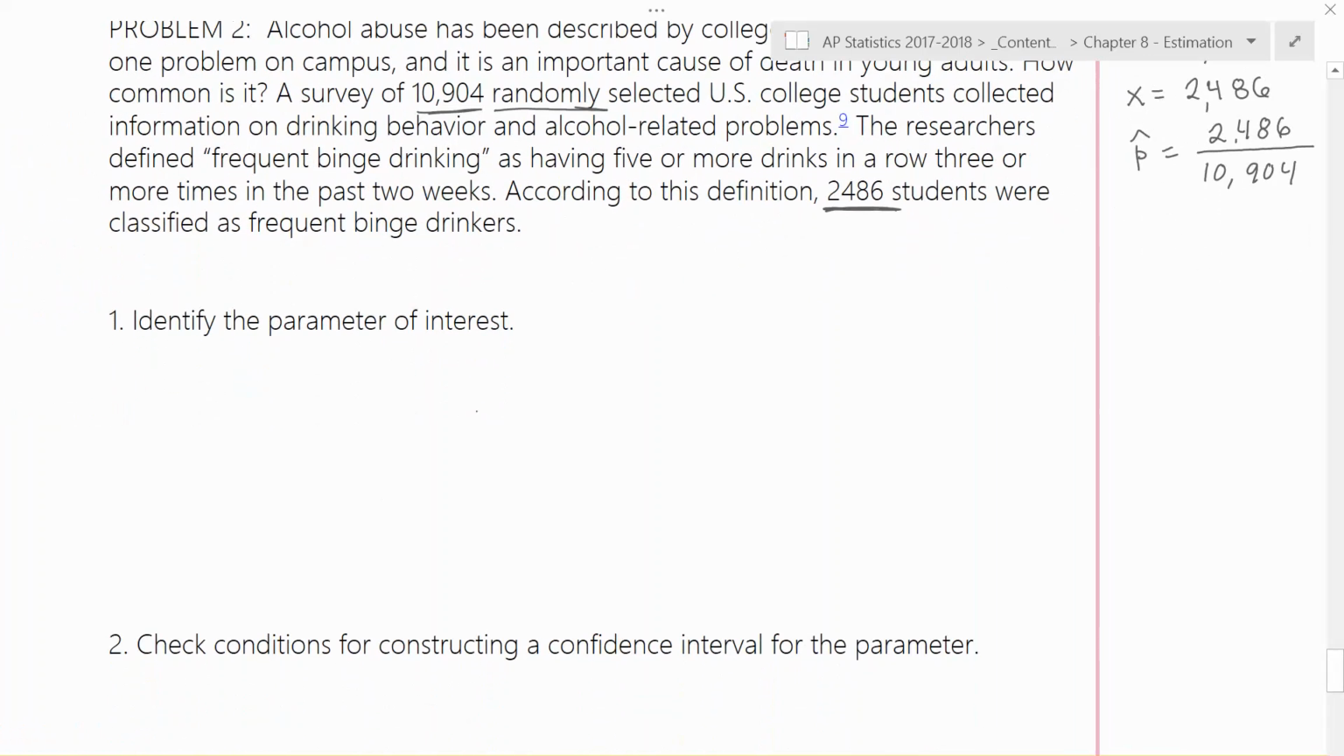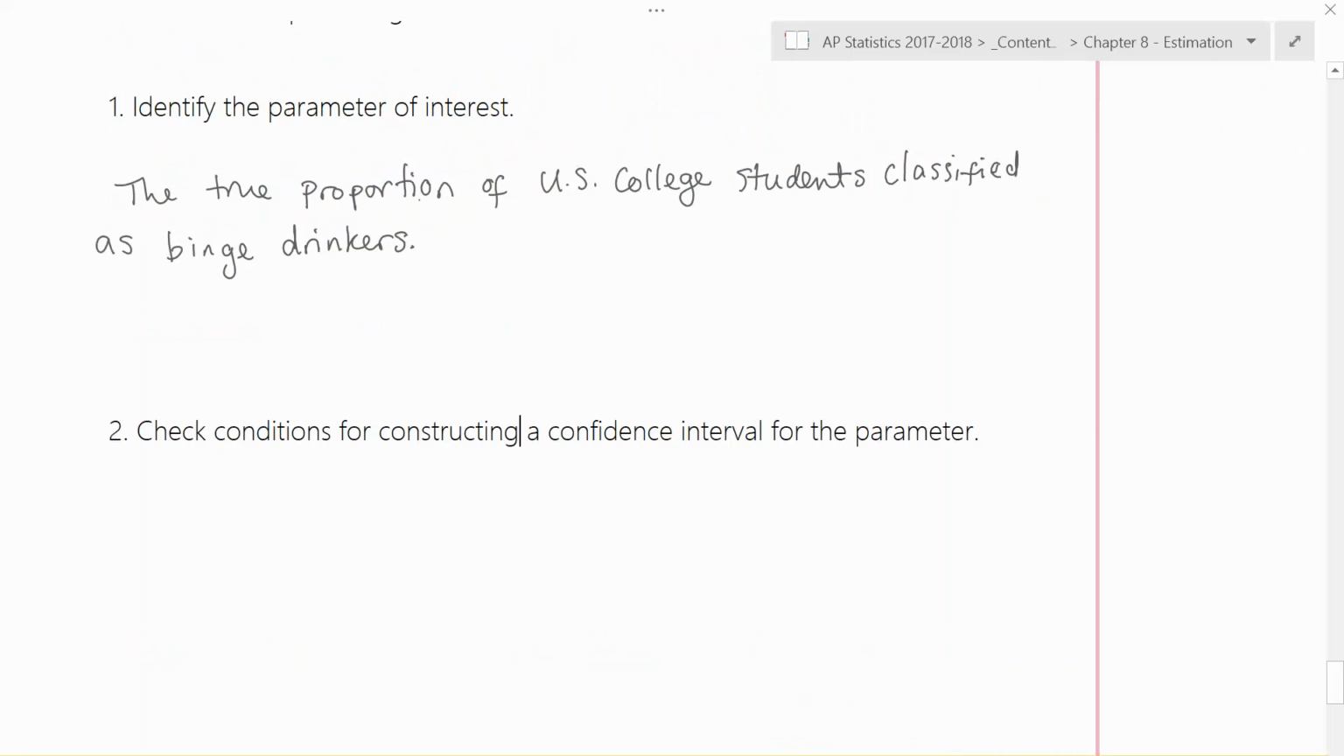So part 1 asks us to identify the parameter of interest, the thing we're trying to estimate, and we want to be pretty specific with this, so I'll just write it out. We'd identify the parameter of interest as the true proportion of U.S. college students classified as binge drinkers.